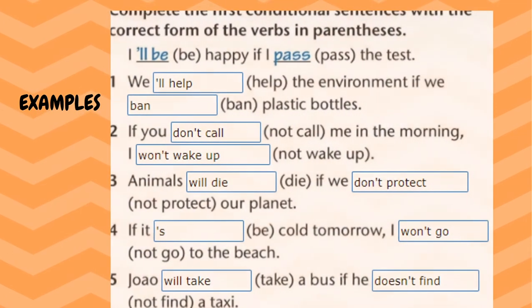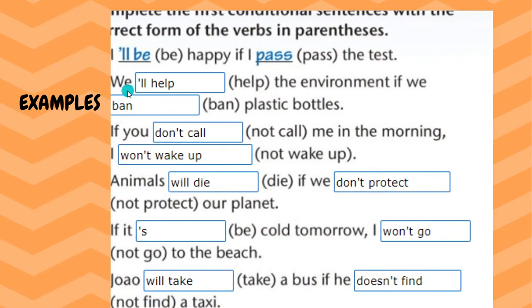Right? Here we have some examples. Look at here. We will help the environment if we ban plastic bottles. ¿Se fijan? Here we have the if clause, tenemos la cláusula del if, y este va a ir con el simple present, el verbo va normal. Y como ya pusimos el verbo normal acá abajo, arriba vamos a usar will. Acá tenemos if you don't call me in the morning, I won't wake up. I won't wake up. Right? Acá tengo el if, entonces voy a completar la negación usando don't. Right? If you don't call. And then we need the future part that is won't.